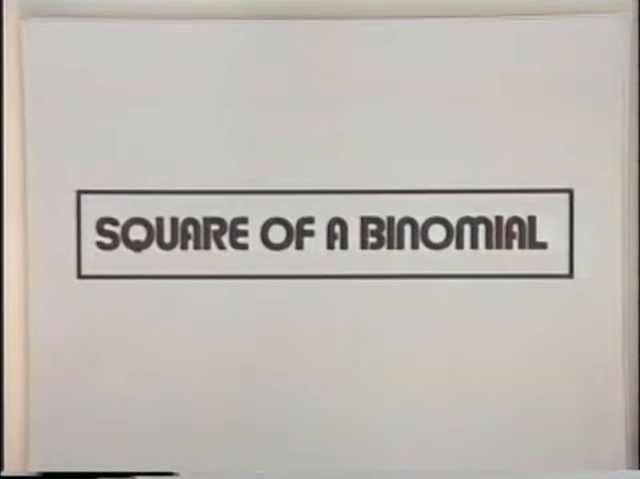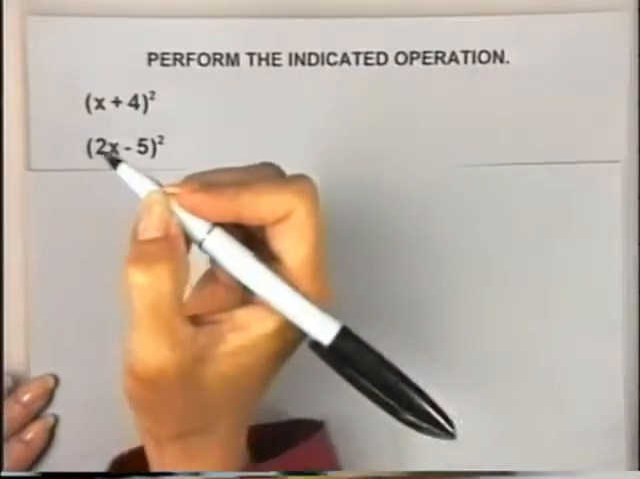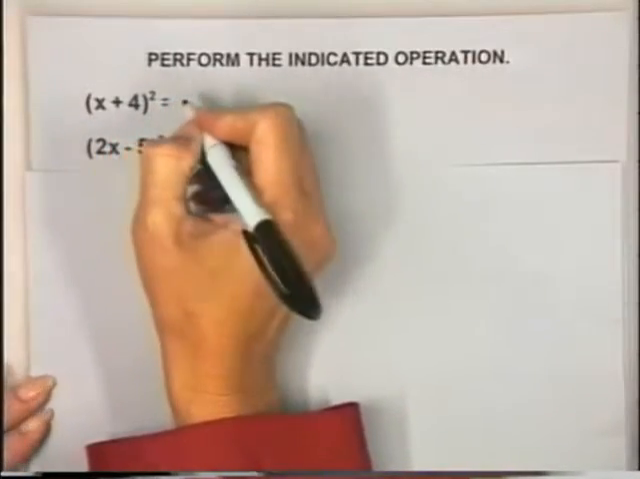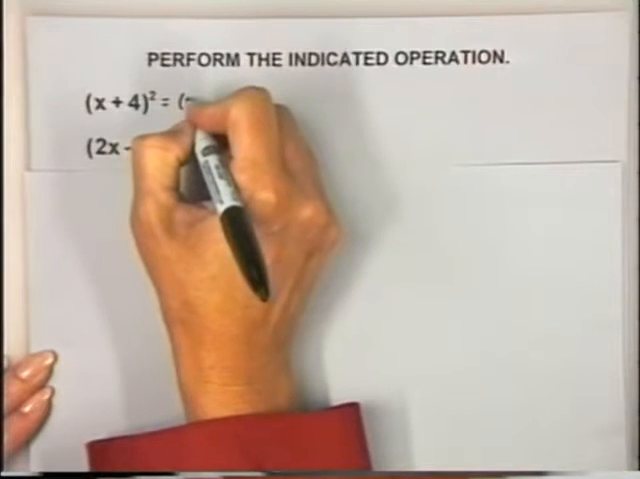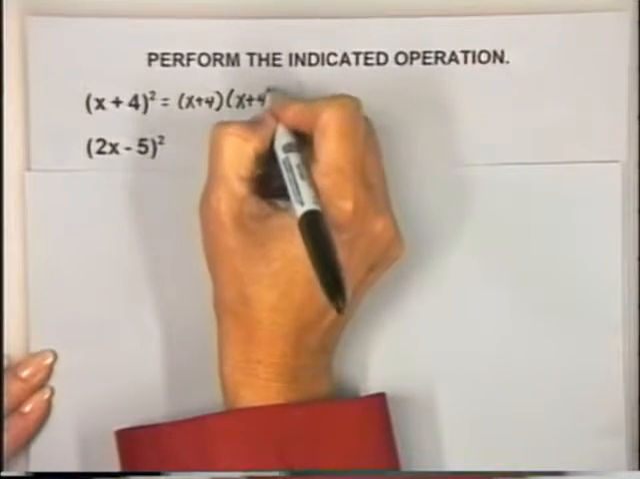Square of a binomial. What do we mean by the square of a binomial? Let's look at some problems. Perform the indicated operation. We have a binomial, x plus 4, raised to the second power. When we raise something to the second power, it means to square it. We write x plus 4 times x plus 4.